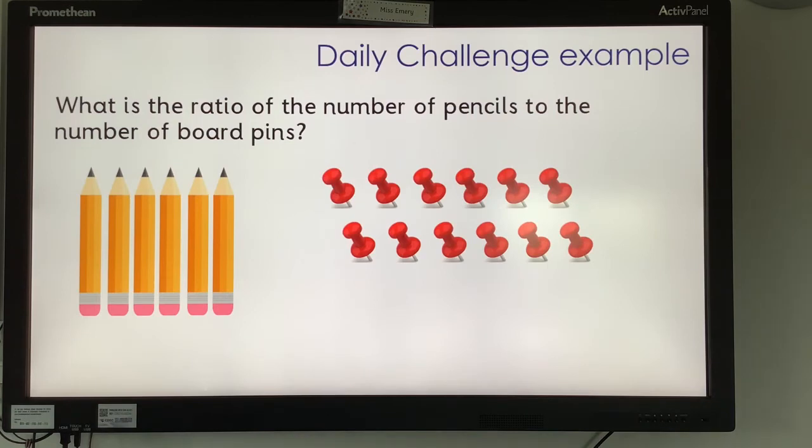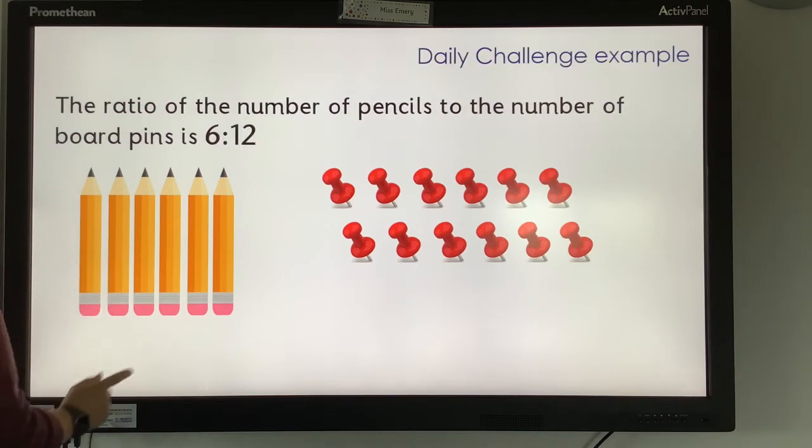Here we've got, what is the ratio of the number of pencils to the number of board pins? See if you can work out the ratio for me quickly. So for the ratio, we need to count the individual items, and we have 6. The number of pencils is 6, and the number of board pins is 12. So the number of pencils to the number of board pins is 6 to 12.